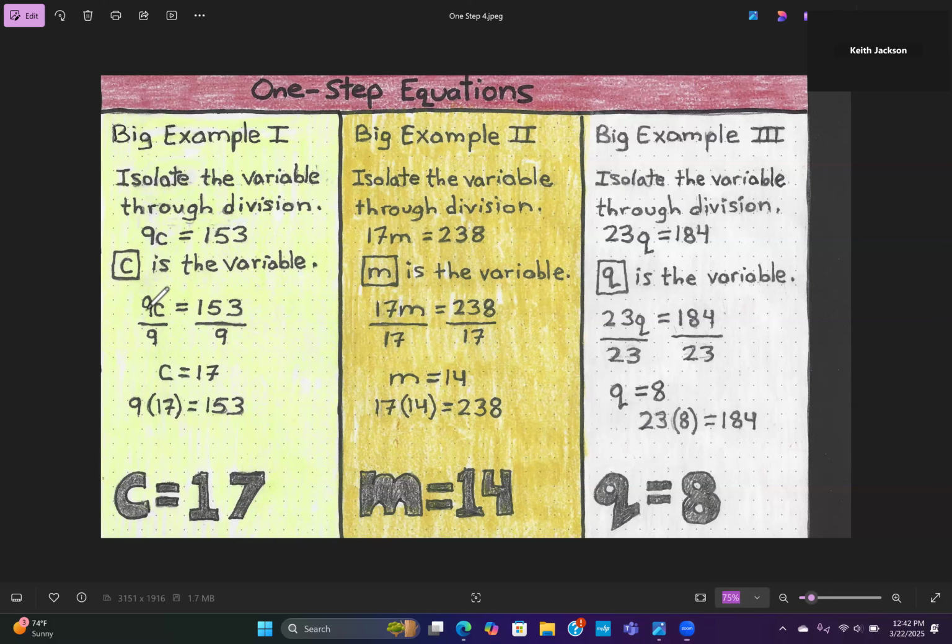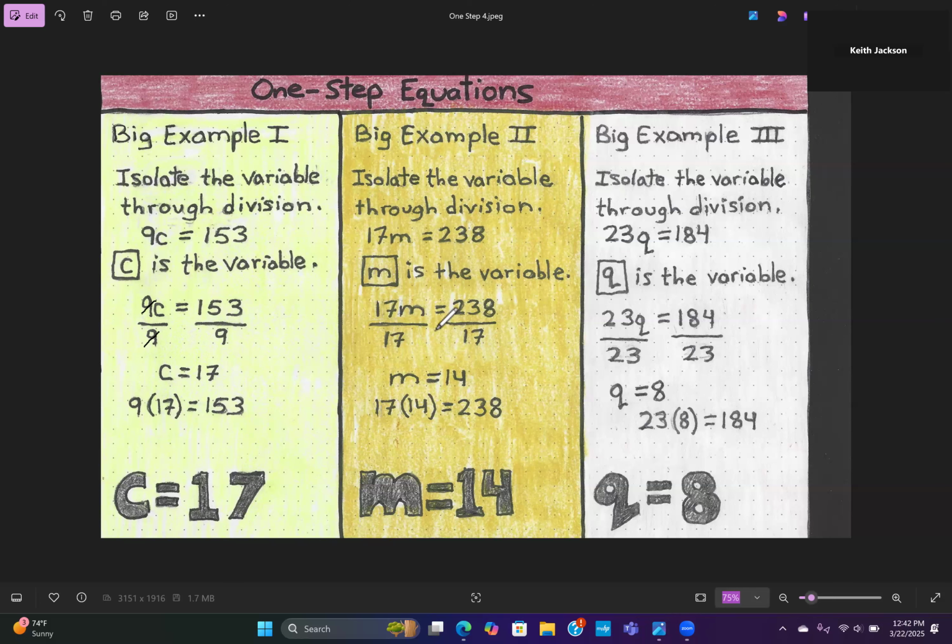So 9 divided by 9 right here will give us 1c right here, or just c, and 153 divided by 9 will give us 17, and that lets us know that c is equal to 17, and we can check it by multiplying 9 times 17, and when we do that, 9 times 17 will give us 153, and that lets us know again that c is equal to 17.